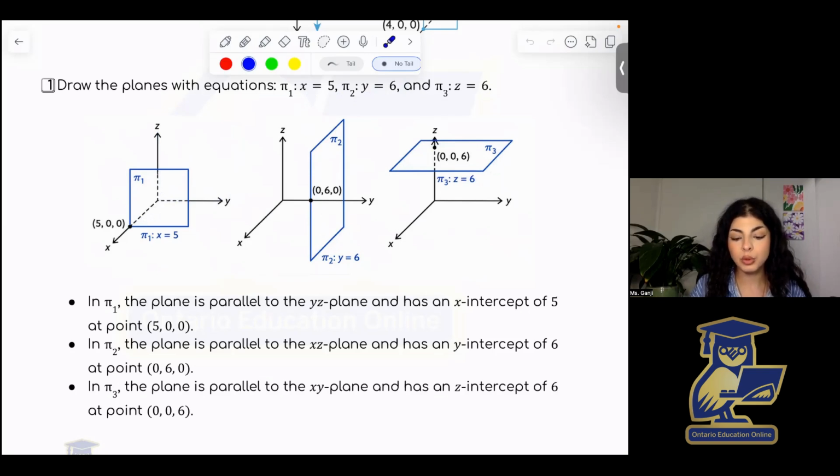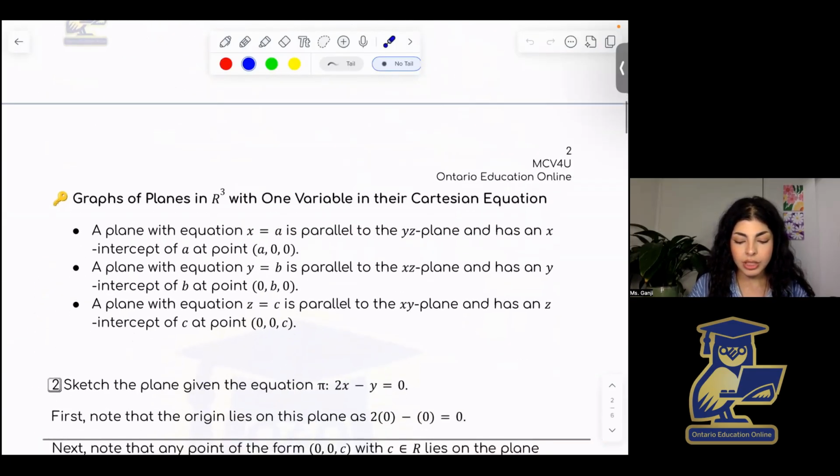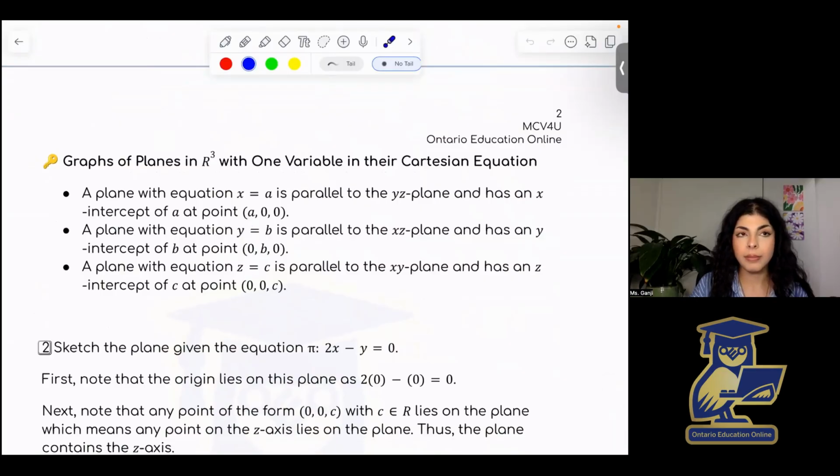And so you will be able to sketch any equation of this form. The second, and just to put that all together, generalizing it, is when x is equal to a, y is equal to b, and z is equal to c.